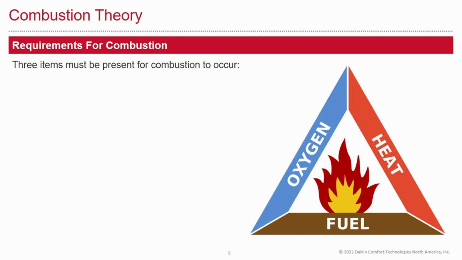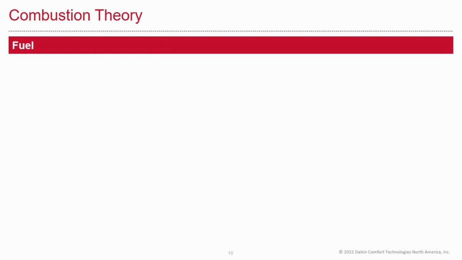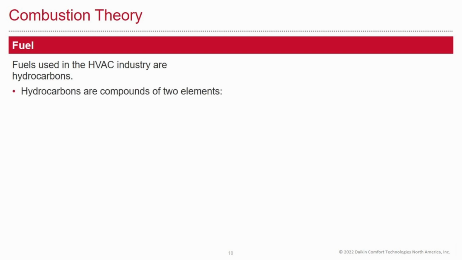Requirements for combustion. Three items make up the combustion triangle, and they must be present for combustion to occur: fuel, heat, and oxygen. Each item must have the correct quantity to start and sustain the combustion process. Fuel. Fuels used in the HVAC industry are hydrocarbons. Hydrocarbons are compounds of two elements, hydrogen and carbon.